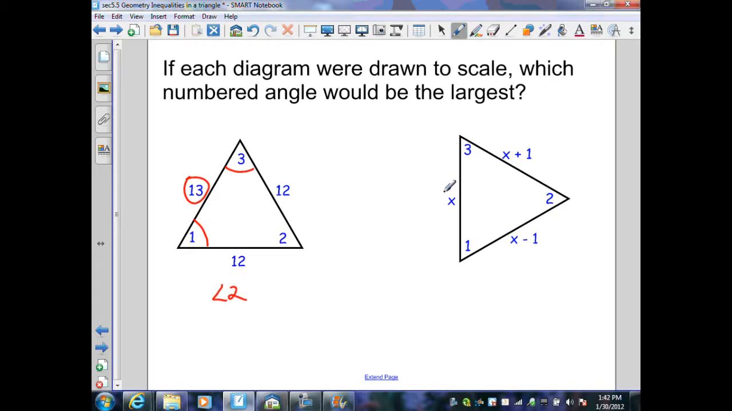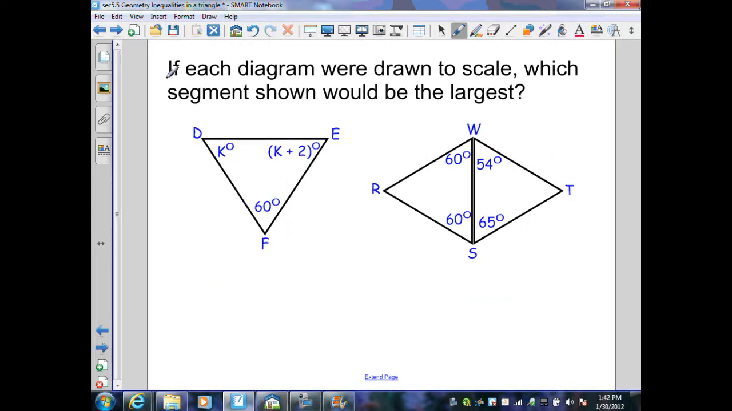In this triangle, my lengths of the segments are unknown, but I am given a variable representation for each. Here, this segment is x, then x plus 1, and x minus 1. If I just let x equal some arbitrary number, for example, 5, then this segment would be 5, this would be 6, this would be 4. And by the angle inequality theorem, the largest angle is opposite the longest side. The longest side is represented by the expression x plus 1. Therefore, the biggest angle must be angle 1.